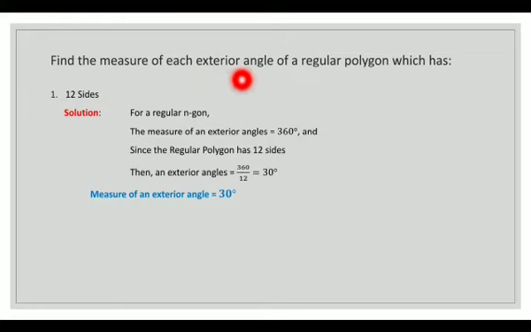Find the measure of each exterior angle of a regular polygon which has, now we have given the sides and we need to find the exterior angle. So the sides given are 12 sides.